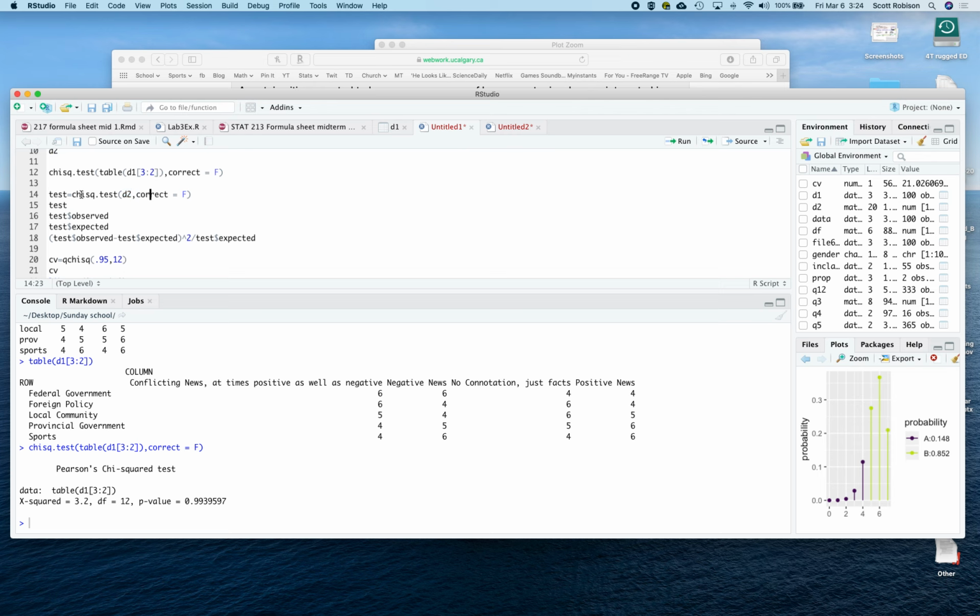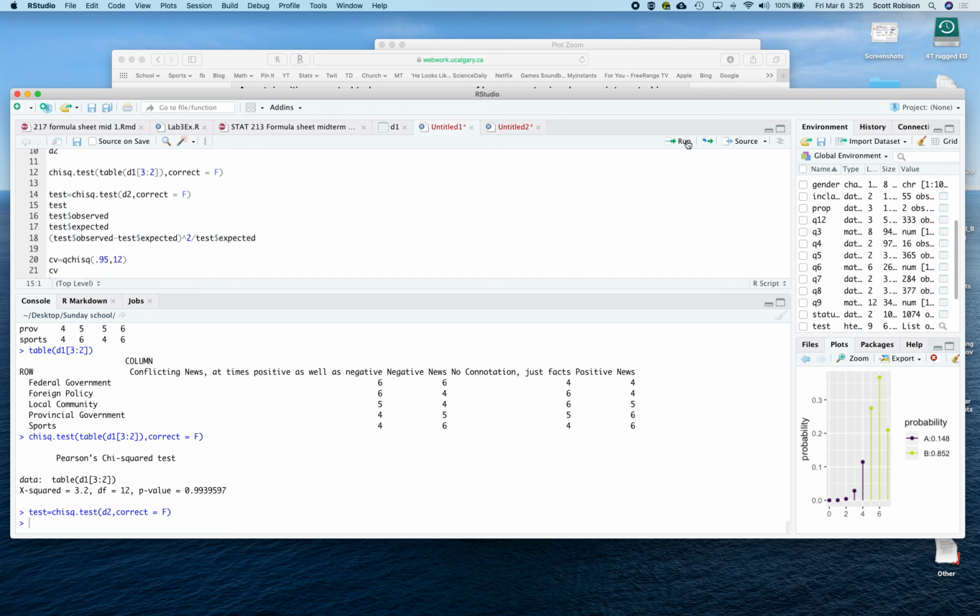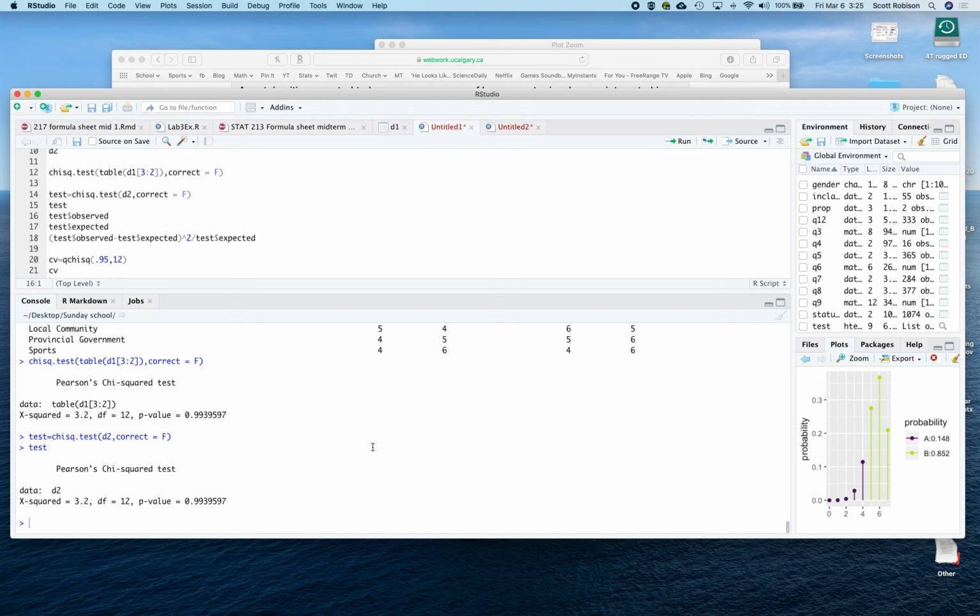The other thing that you can do, instead of just running the test and getting the results, is run the test, but save all that information in some object that you call whatever you want to call it. I've called mine test. And then if I call test, then of course I get the same information as if I just had typed chisq.test.